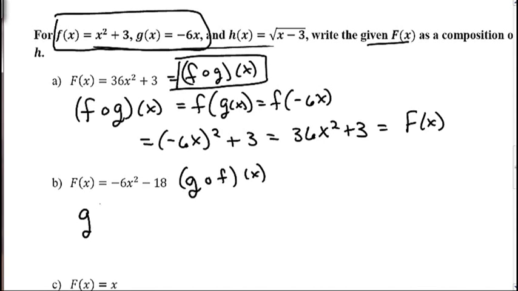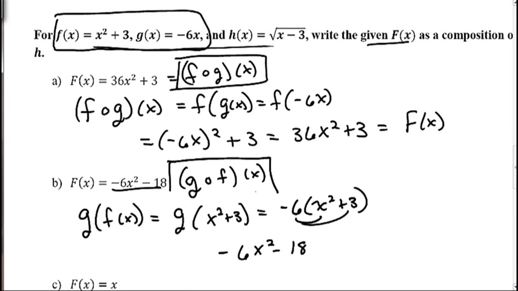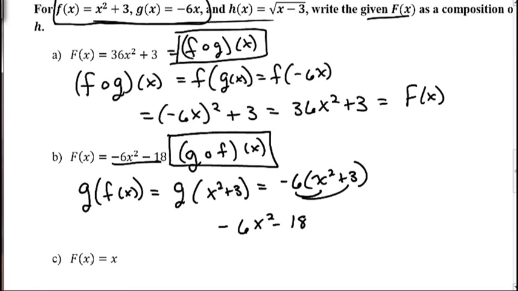So let's check and see if I'm right. That would mean that I would need to plug the function f into the function g. So I would have to find g of x squared plus 3. And g of x is negative 6 times whatever you're plugging in there. So you would want to put x squared plus 3 in the parentheses here. And when you distribute this negative 6, you get negative 6x squared minus 18, which is exactly what we wanted to get. So basically this is a guess and check sort of thing.